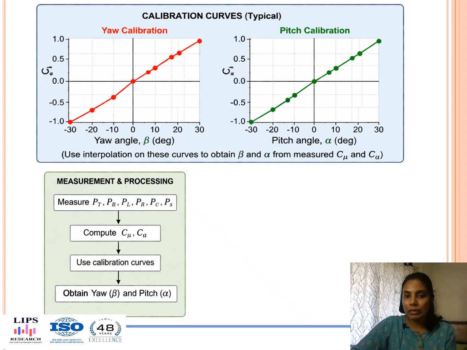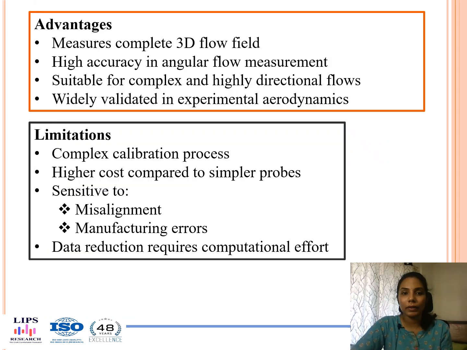So in short, this is the measurement and processing of a 5-hole flow analyzer. We have to measure all the 5 pressures. We have to compute the coefficients. Then we will have to go with the calibration curve and obtain the flow angularity.